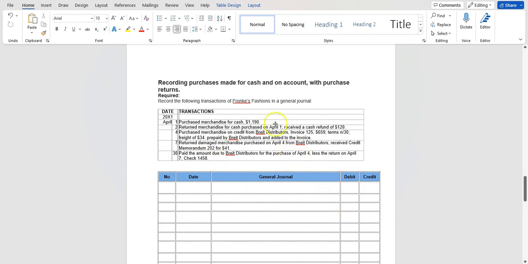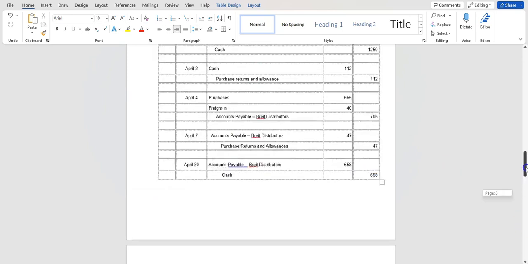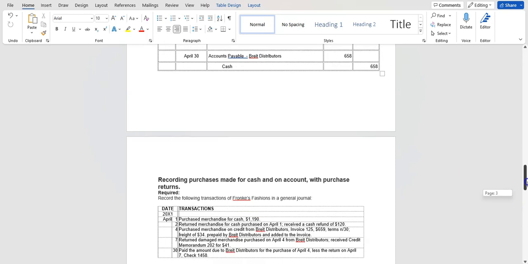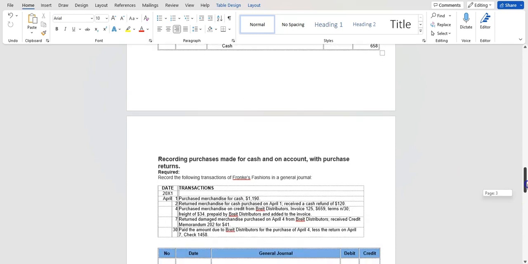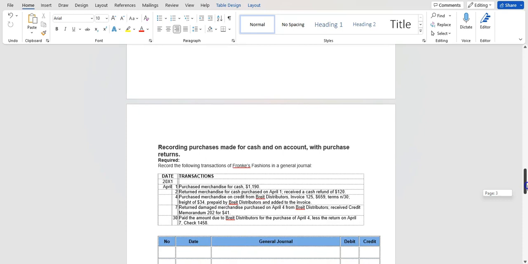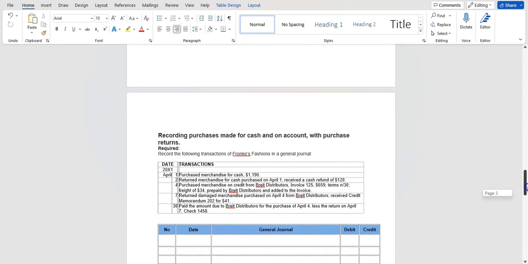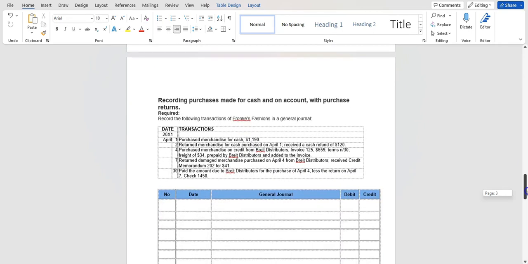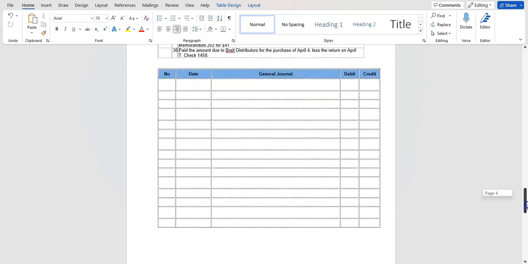Okay, it looks like it's basically the same as the previous problem. So I'm going to leave this problem for you to do on your own as practice. You'll come to the same types of entries, just with different numbers. So that'll be great practice for you. So we'll just skip that one.